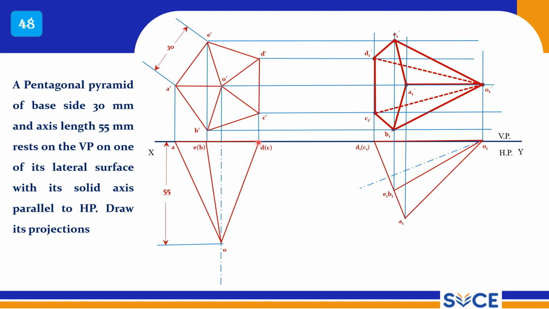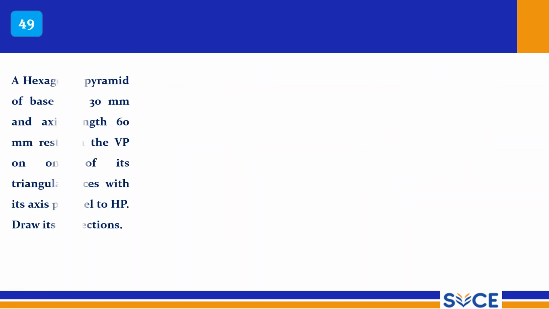So it is resting on DCO on VP. In the earlier problem also, it is resting on the slant face on VP. So both are very similar kinds of problems.